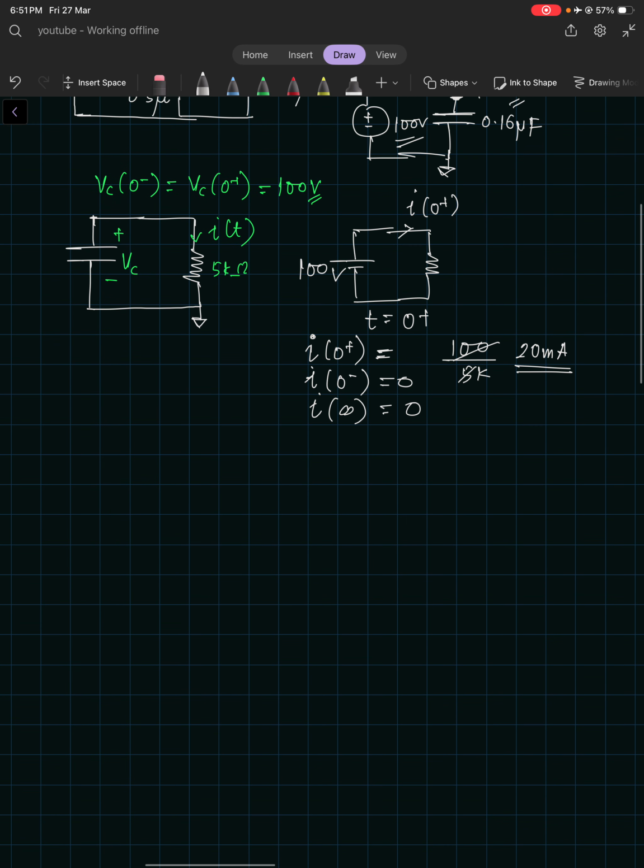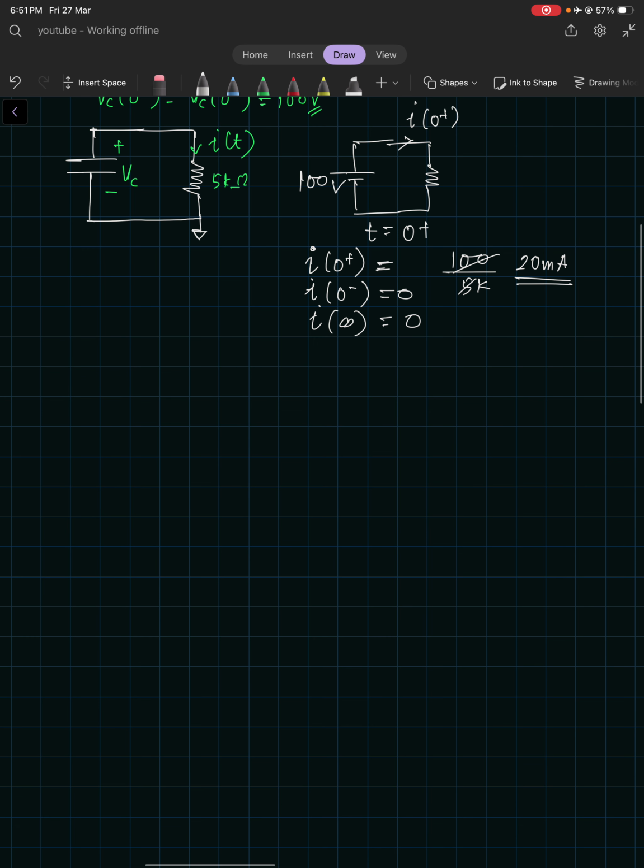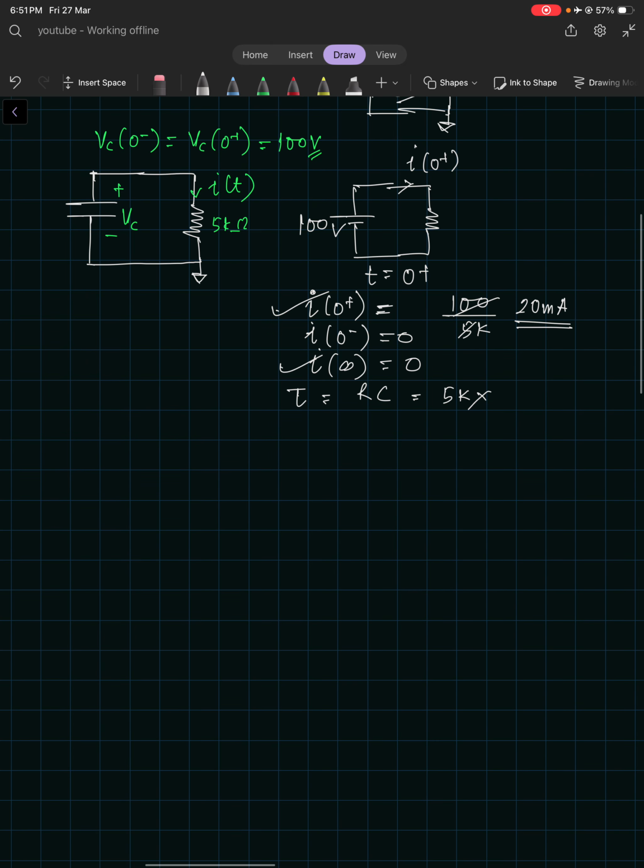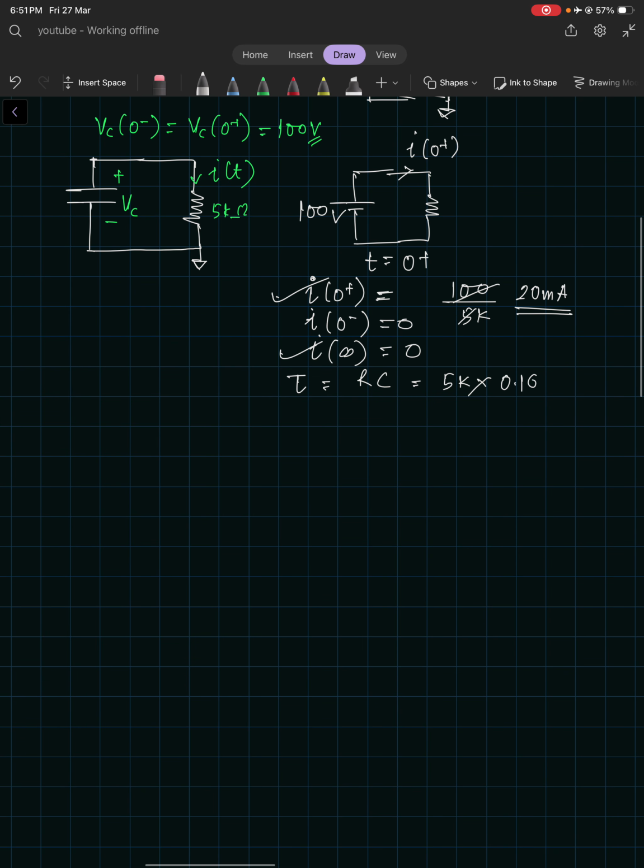Now let's find the time constant, which is very simple. What is the time constant? I got the initial condition I0 plus and the final value, and the time constant will be R times C. There is nothing like equivalent R here. So what is R? 5 kilo ohm. And what is C? C was 0.16 microfarad. 5 into 0.16 is 0.8, so it is 0.8 milliseconds. Kilo into micro is 10 to the minus 3, so 0.8 milliseconds.